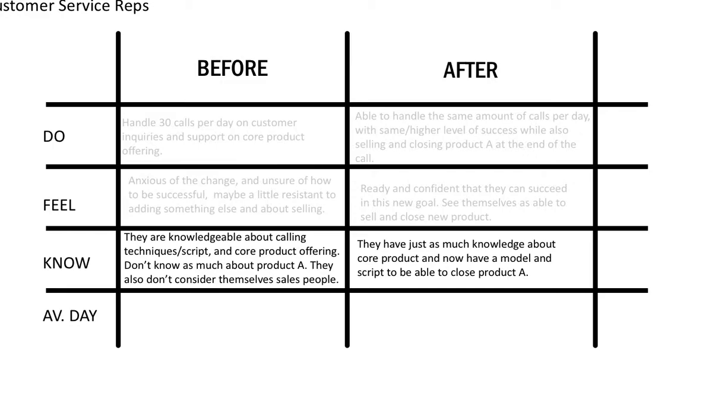So then the after state is that they have just as much knowledge about the core product that they had before, but they also now have a model and script to be able to sell and close that additional product. So they're feeling, again, confident. They know that they have the tools to be able to do what they need to do.